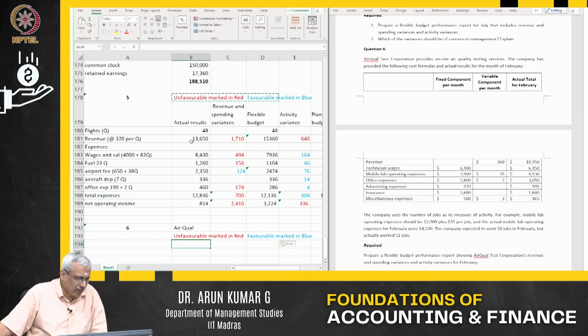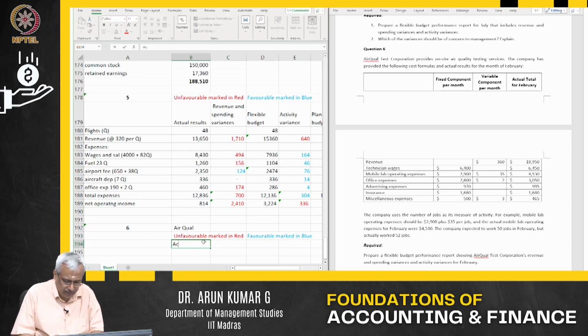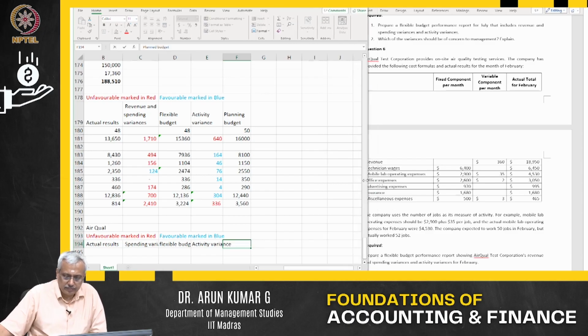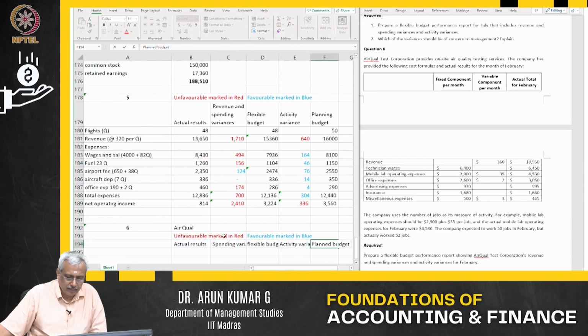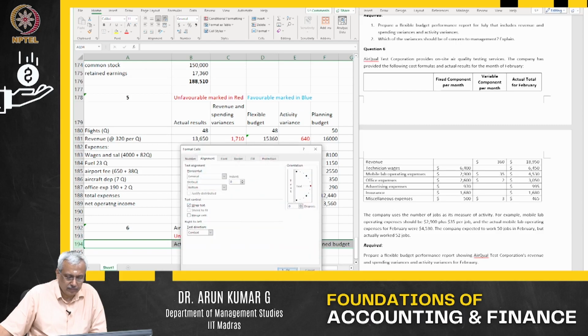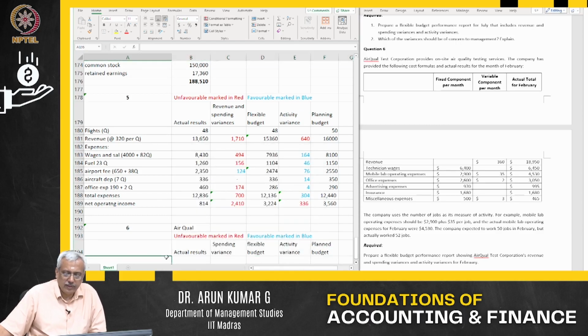So first, we will talk about the actual results. Then the spending variance. Then I will look at my flexible budget. Then I will look at my activity variance. And then my planned budget. Let's start one by one.